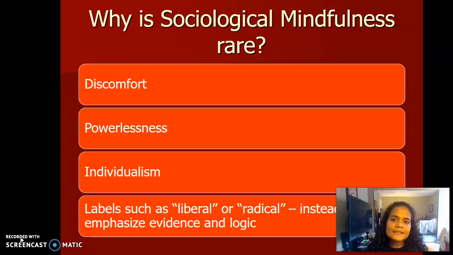And then finally, in our sociology class, we're also going to talk about the importance of labels, right? And how often labels can become obstacles to any kind of sociological analysis, because once you've labeled someone or something, you don't necessarily dig in deeper, right? Instead, in our class, we are going to emphasize evidence and logic rather than taking things such as labels for granted.